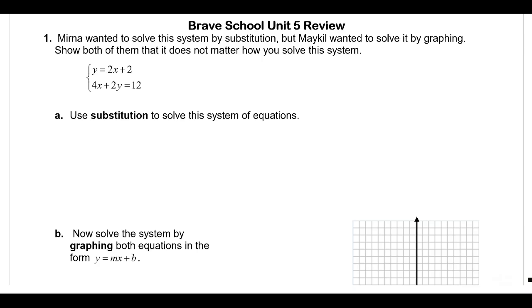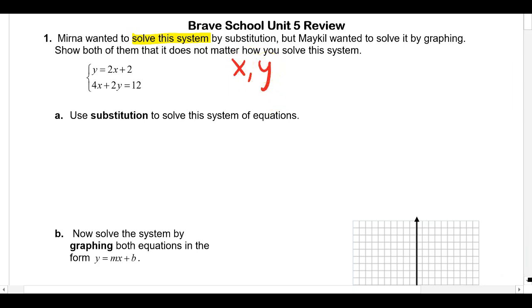Okay, let's get started. So the first problem says Myrna wanted to solve this system by substitution, but Michael wanted to solve it by graphing. We need to show both of them that it does not matter how you solve the system. First of all, it says solve the system. If we're going to solve a system, that means we're going to need to find two things. We're going to find an x, and we're also going to find a y. We're not just going to find one, we're going to find both.